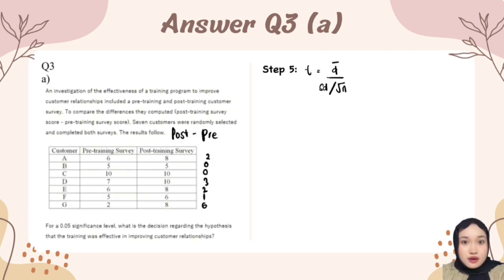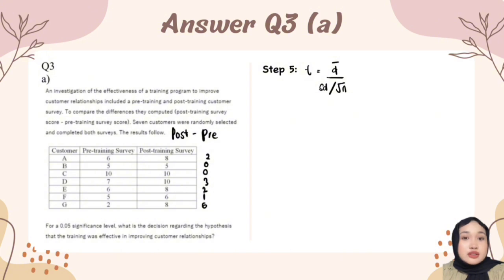Step 5, the formula to find t is d bar divided by the standard deviation over the square root of the total sample. How to find the d bar? First, we need to find the difference for both groups, post-training survey minus pre-training survey. Isn't it always left minus right? No, we have to refer to the hypothesis. Mu more than 0 indicates a one tail test on the right, so our answer for t needs to be positive. If pre minus post, we will get a negative value of t, so our answer will be wrong.